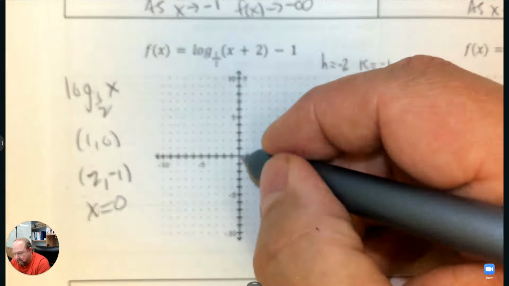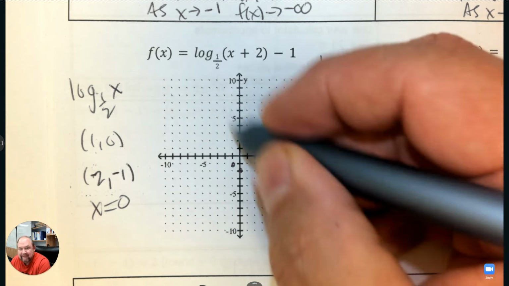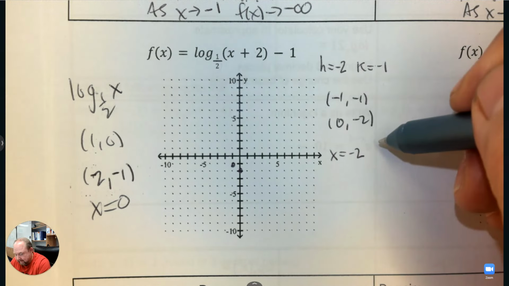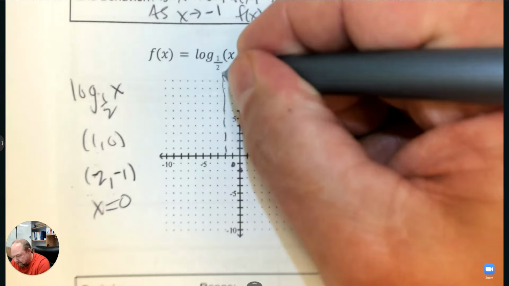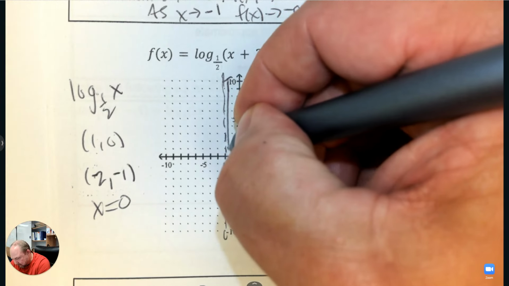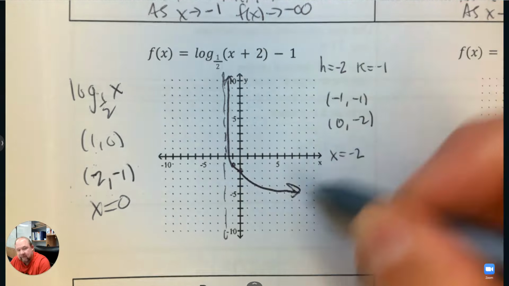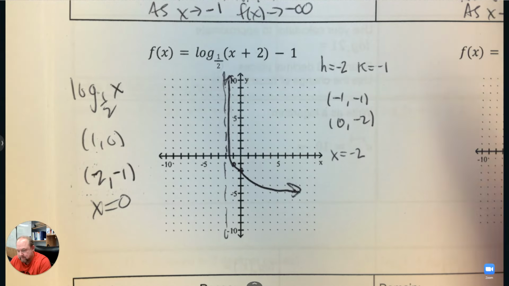And then that's what I'm going to put on my graph. So negative 1, negative 1, 0, negative 2. Recognize this is going to decrease because of the fractional base. And then negative 2. And then instead of starting below, I'm going to start above, and I'm going to follow the asymptote, go through the points, and it curves down to the right. So notice that this is now a decreasing curve.